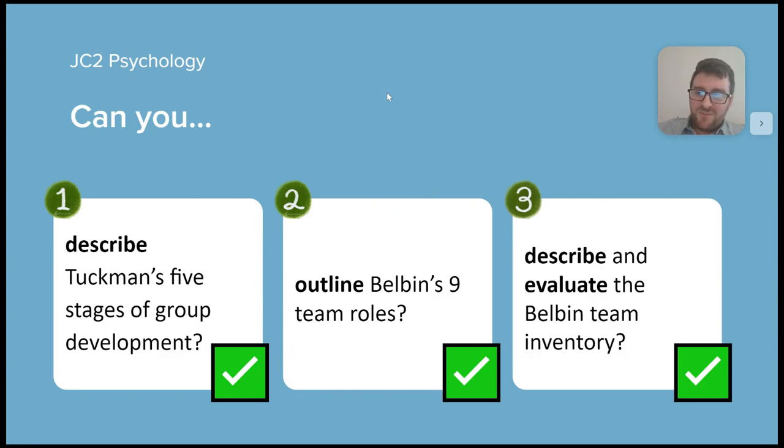And that's it. So we've got Tuckman's 5 stages, Belbin's 9 roles, and Belbin's team inventory. That is the group development and roles section in the organizations topic of A2 psychology.